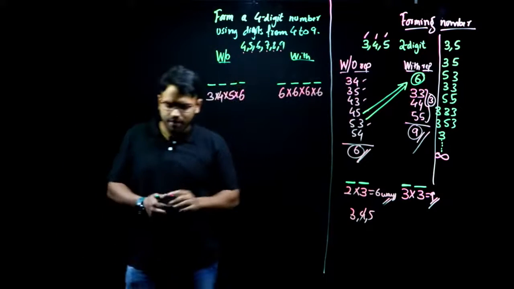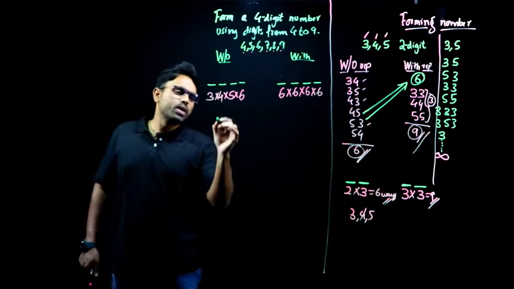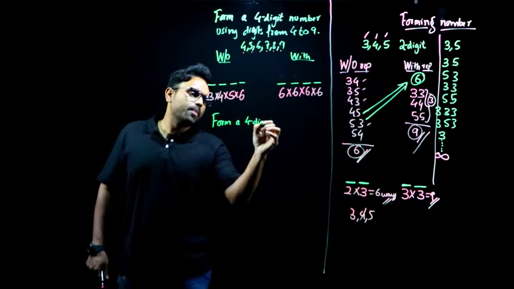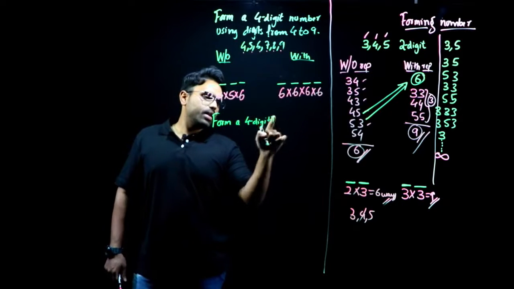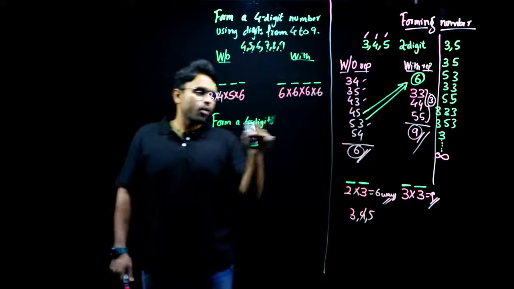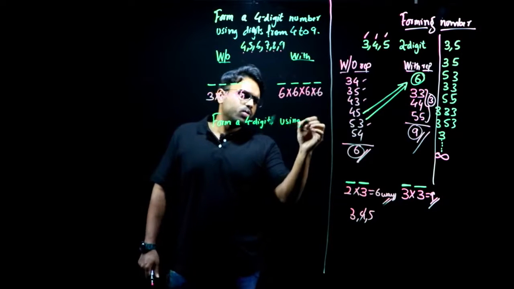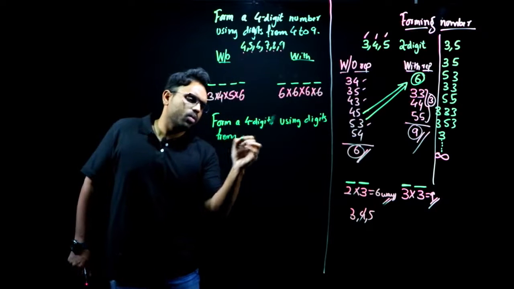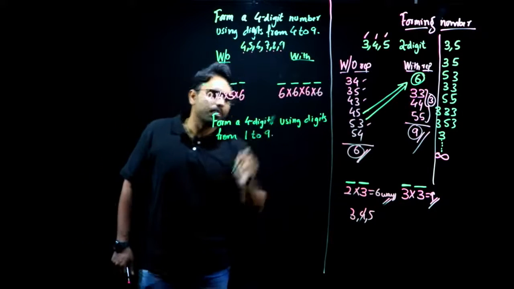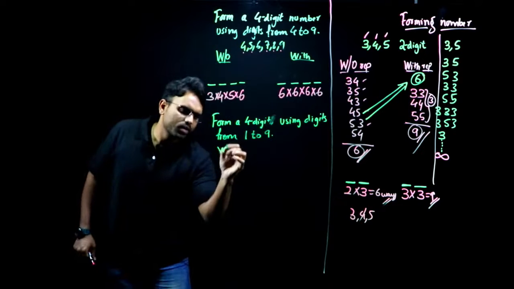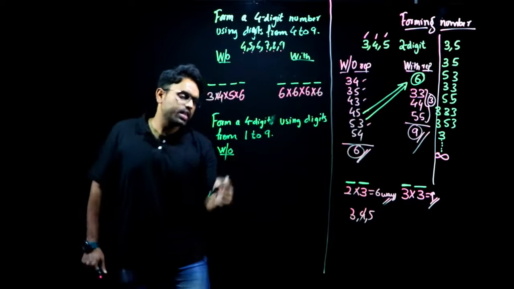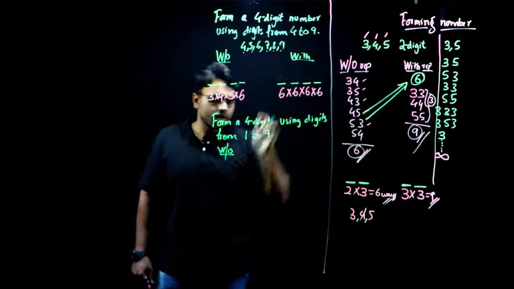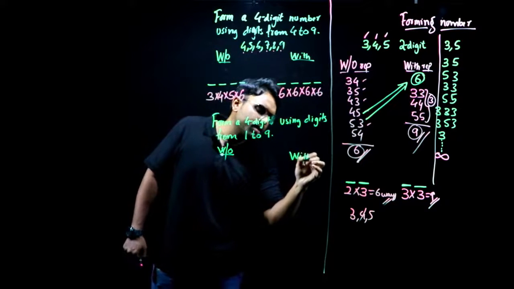Now if I pose a question to you something like this, which says form a 4-digit number using digits from 1 to 9. Same thing I'll tell you. Then one is without repetition. First thing in your examination, either this will be asked or this will be asked. So without repetition and with repetition.